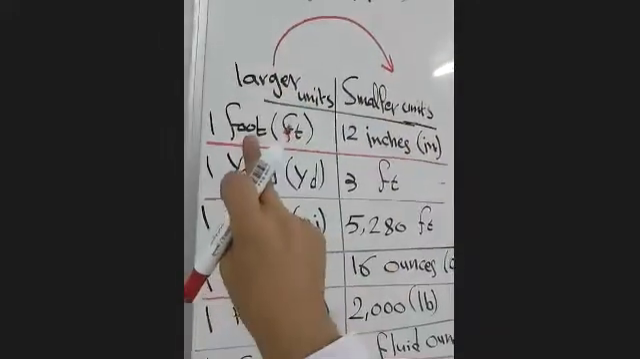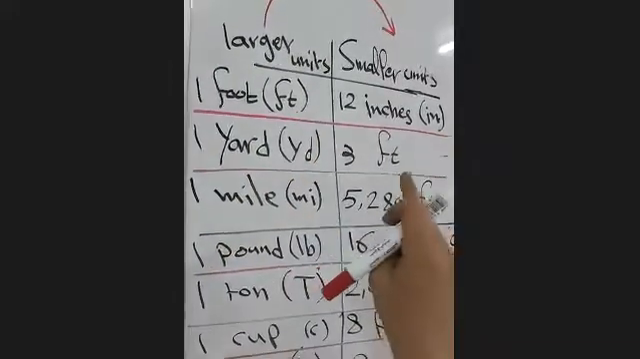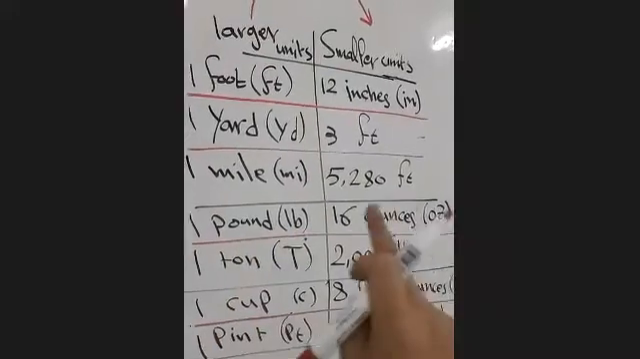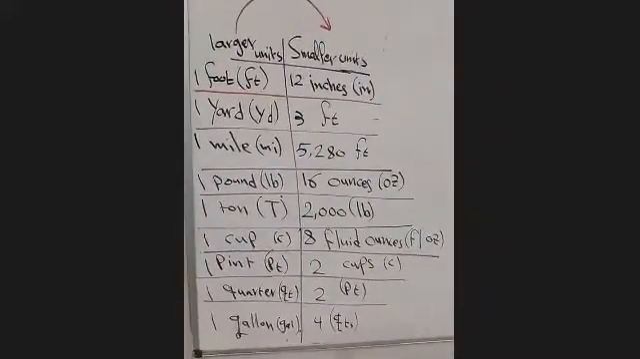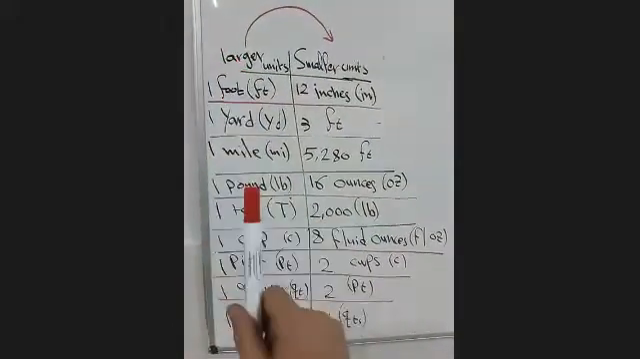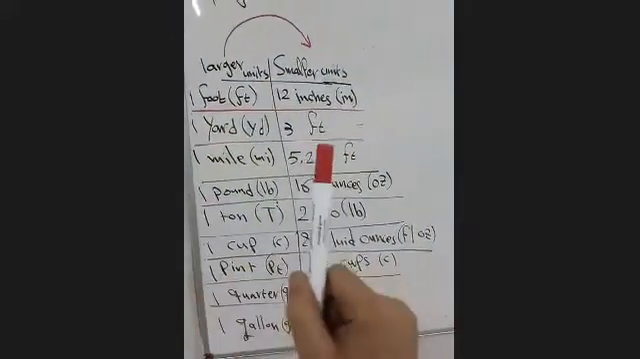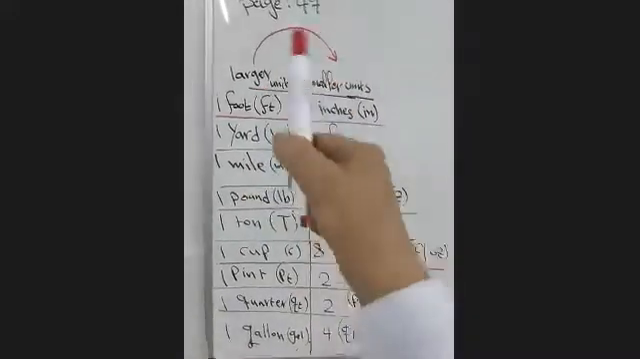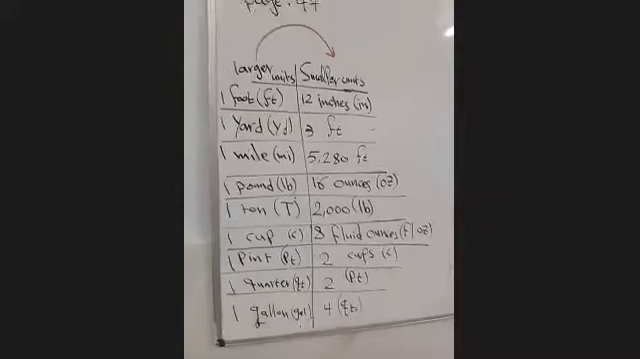The foot is larger than the inch. The yard is larger than the foot. The mile is larger than the foot. The pound is larger than the ounce, and so on. So what we'll do here is convert from these units to the other units, from left to right. Tomorrow, we'll convert in the opposite direction, from smaller to larger units.